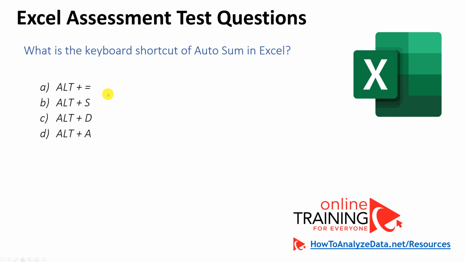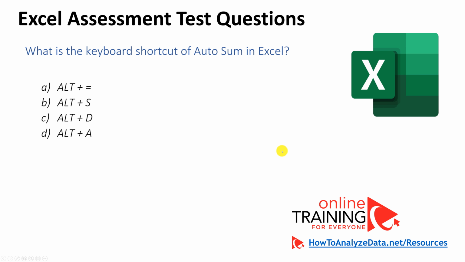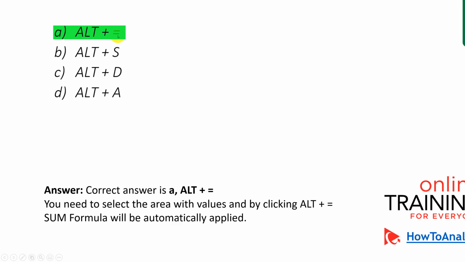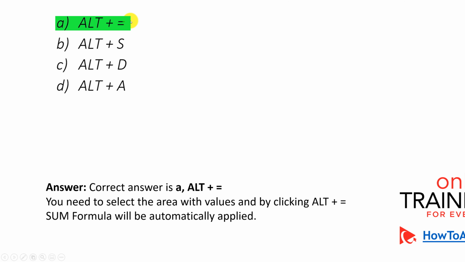As you probably figured out by now, the correct answer to the question is A, Alt plus equal sign. Once you press this shortcut after selecting all the values, you will get the AutoSum function triggered, and then you just need to hit Enter to execute it.